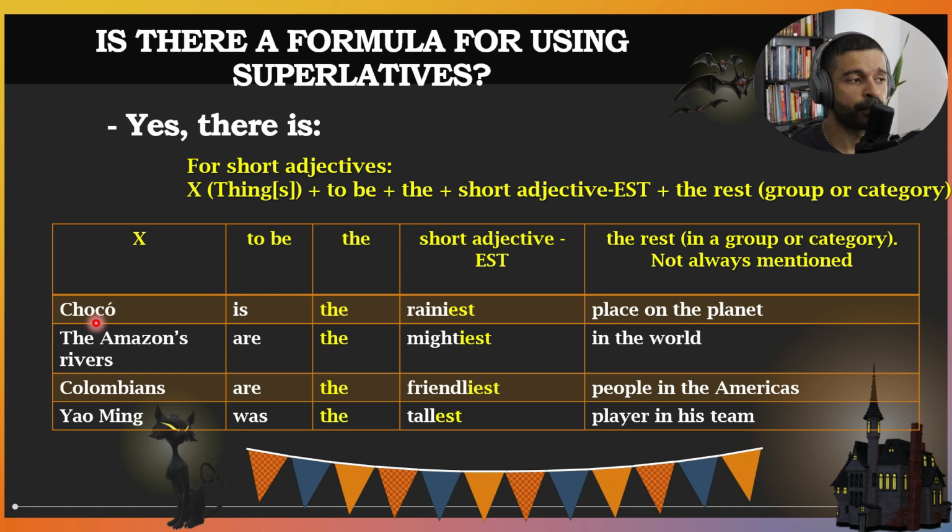Let's check some examples. Chocó is the rainiest place on the planet. The Amazon's rivers are the mightiest in the world. Colombians are the friendliest people in the Americas. Yao Ming was the tallest player in his team. Remember, when we have a short adjective that ends in consonant plus y and it has 2 syllables, then we change the letter y by iest.